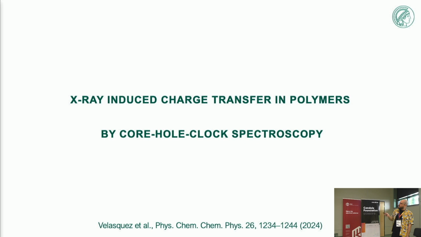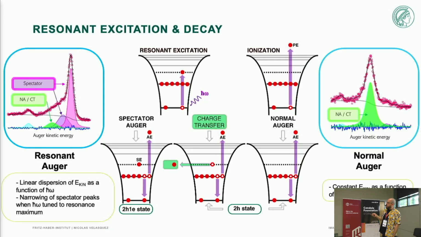And now we move on to a resonant process, which happens below the IP. So, X-ray induced charge transfer in polymers by core-hole clock spectroscopy. Core-hole clock spectroscopy, as the name implies, allows you to have a look at whatever processes may be occurring in your target within the time window given by the core-hole lifetime. In the case of sulfur, as I mentioned, it's about 1 femtosecond.